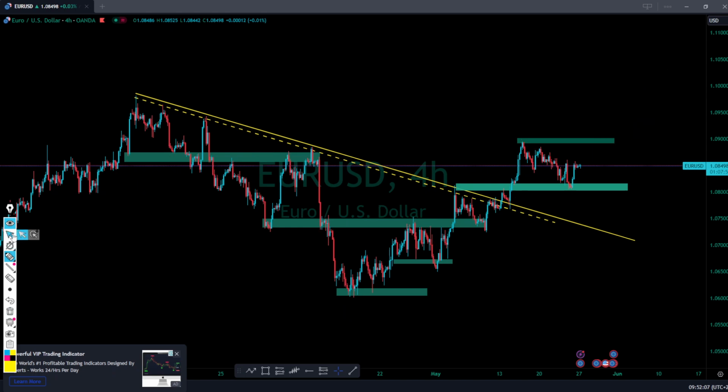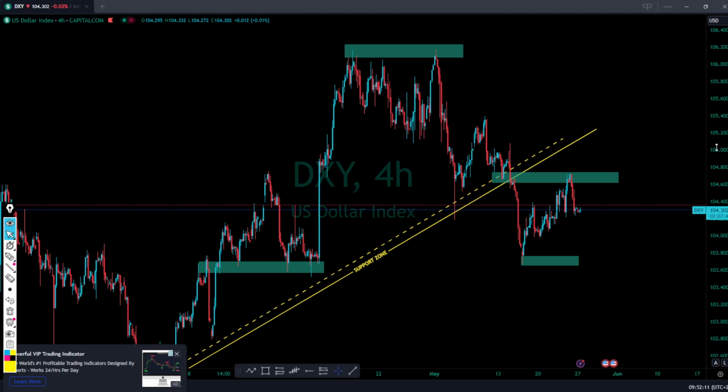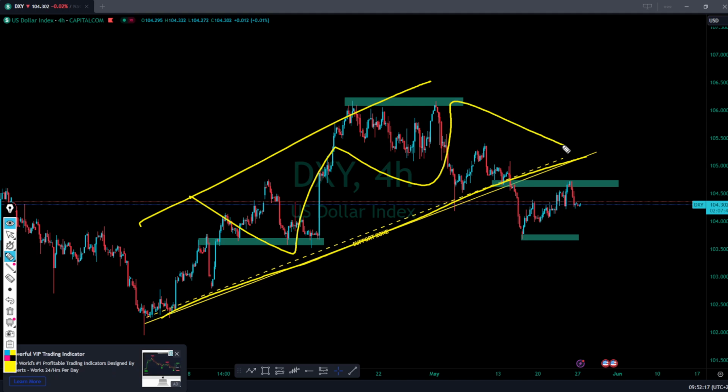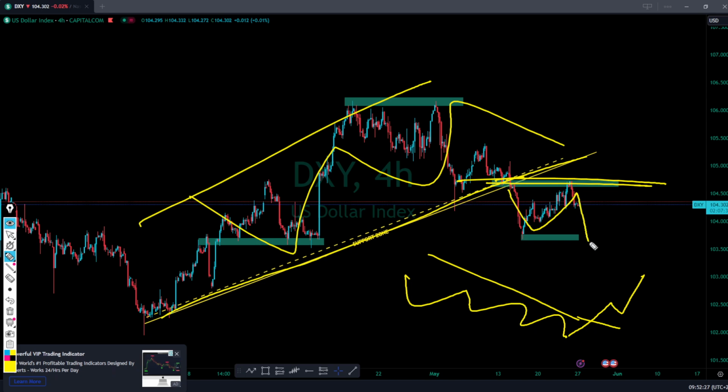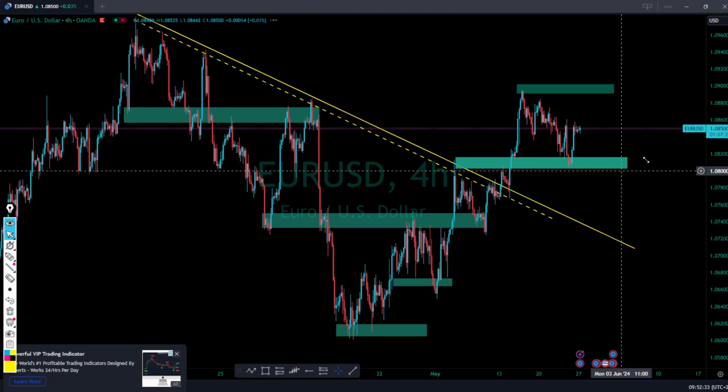Let me go back to DXY. Do you see this? At the time DXY was going up, Euro USD was on a nice downtrend structure. Now we see that Euro USD just broke out, and even here we see a nice retest. This shows us that they are correlating, and this can be a very good indicator.